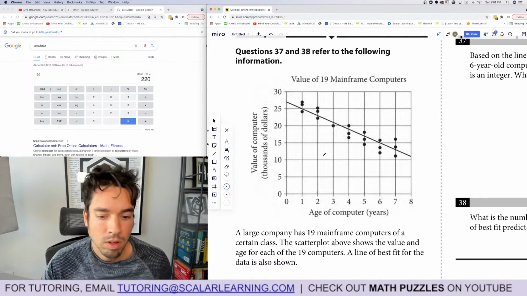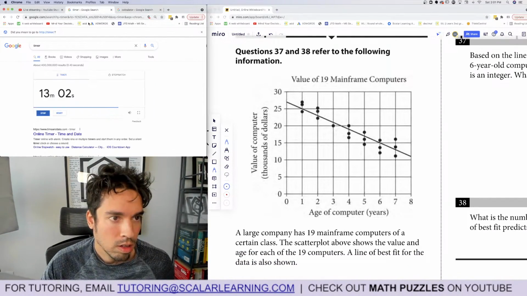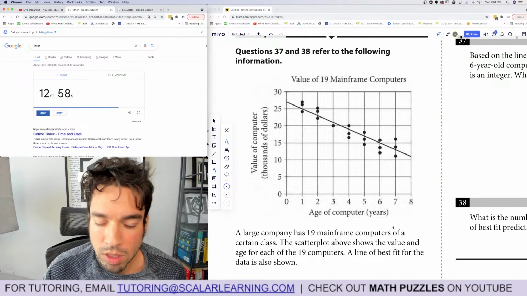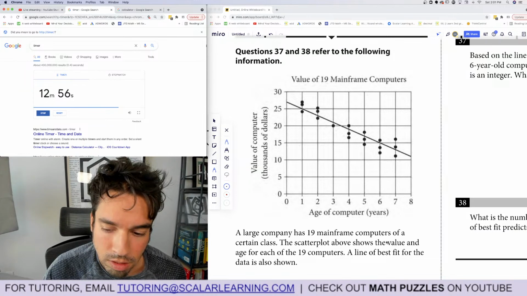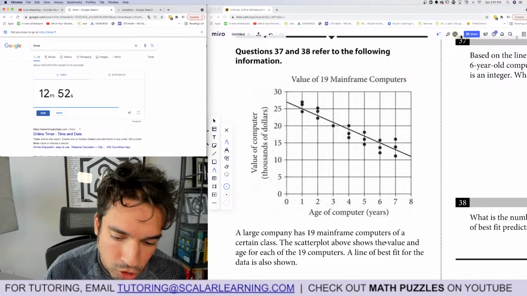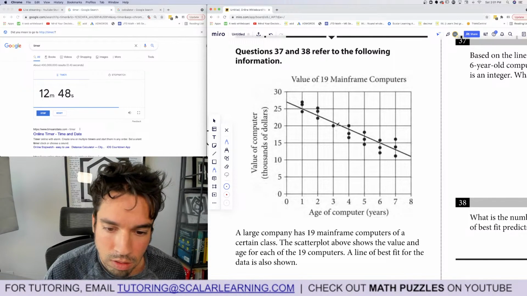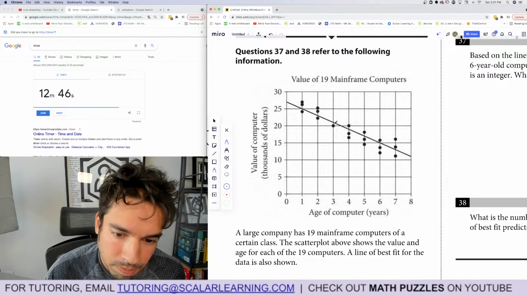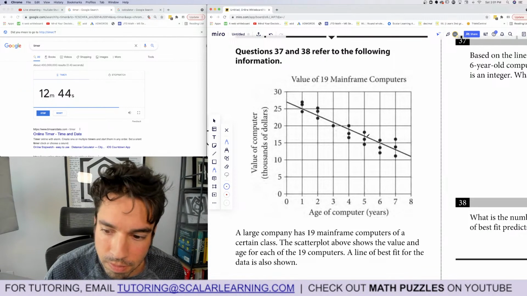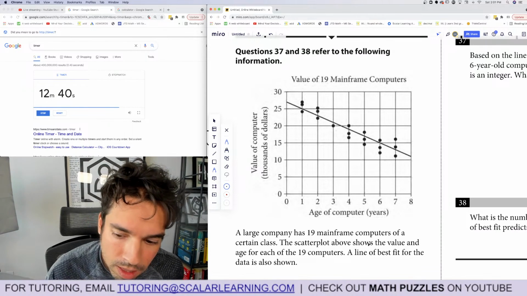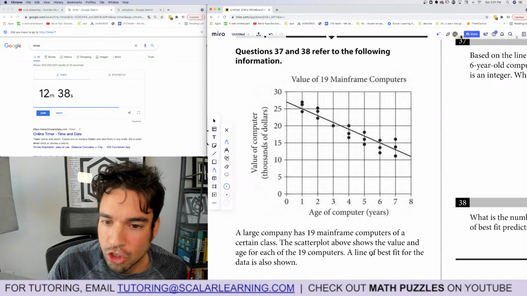37. A large company has 19 mainframe computers of a certain class. Okay. 19. The scatter plot above shows the value and age for each of the 19 computers. So if the age is 3, the value is 20,000. So obviously as it gets older, value goes down. That makes sense. A line of best fit is shown.